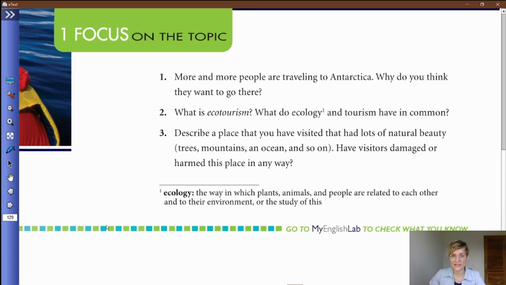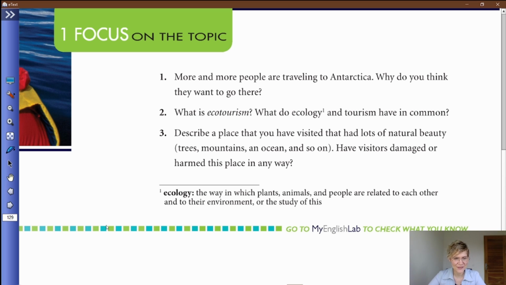Another question for today is, what is ecotourism? What do ecology and tourism have in common? Number 3, describe a place that you have visited that had lots of natural beauty, like trees, mountains, an ocean, and so on. Kind of like Bali, only we don't have snow.